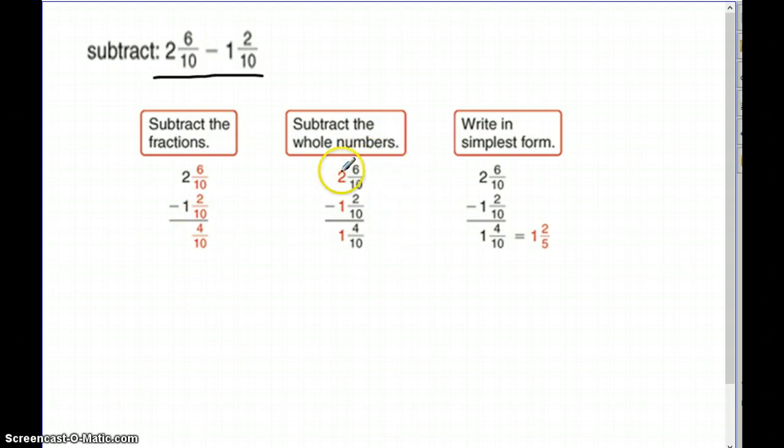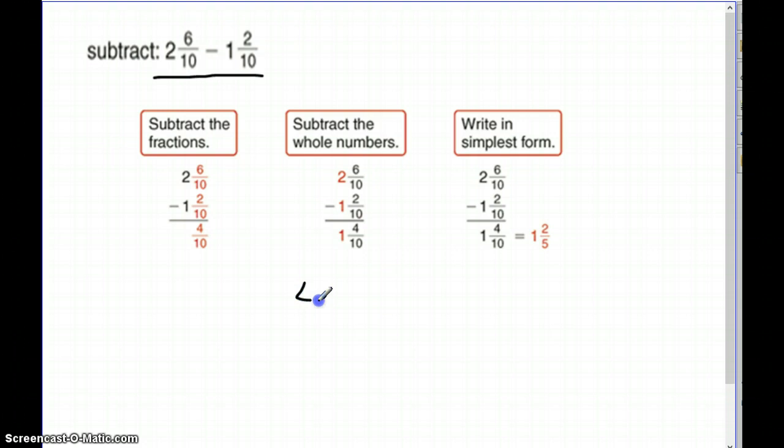Now we're going to jump over to the whole numbers, and we're going to subtract. 2 minus 1 is 1. So now we have this answer of 1 and 4/10, but we are not quite finished yet, right? We need to simplify. Looking at 4/10, both of those numbers are even, so that means that they can be reduced. They can at least be divided by 2.